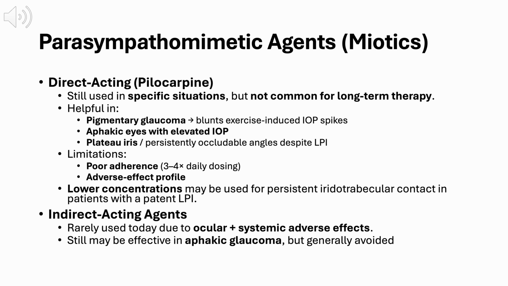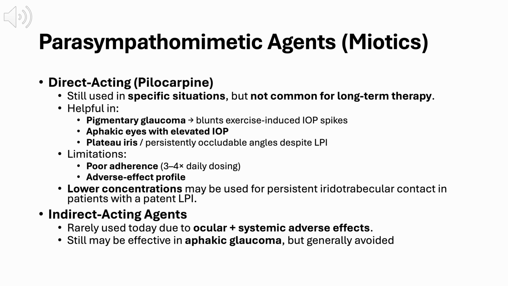Now focusing on the direct-acting parasympathetomimetic agent pilocarpine. This medication is still used today, though typically in specific situations rather than as a long-term therapy. It's particularly helpful in pigmentary glaucoma, where it can blunt exercise-induced IOP spikes, in aphakic eyes with elevated intraocular pressure, and in cases of plateau iris where angles remain narrow or occludable despite a patent laser peripheral iridotomy.